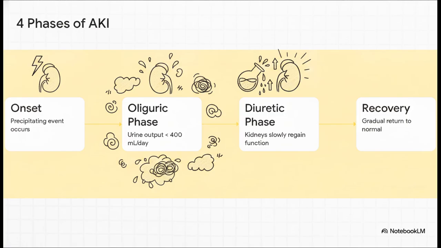This systemic failure actually builds a very specific timeline of pathology. You see, AKI progresses through 4 distinct phases. It always begins with the onset of the precipitating event. Next up is the oliguric phase, where urine output drops dangerously low. We're talking less than 400 milliliters a day. And let me tell you, this phase brings lethal risks, like fluid overload, pulmonary edema, metabolic acidosis, and uremia. It is highly dangerous. Now, if the patient survives this, they'll enter the diuretic phase as the kidneys slowly start to regain their function. And then finally, they'll move into the recovery phase.